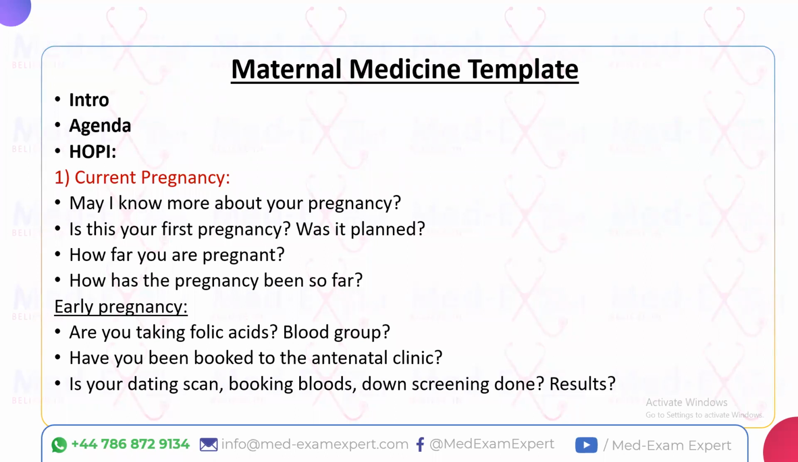If the patient is in early pregnancy, you can ask the early pregnancy questions. For example, are you taking folic acid? May I know your blood group? Have you been booked into the antenatal clinic? Is your dating scan, booking bloods and Down's screening done? And do you know the result? Okay, so these are the questions that you have to ask if the patient is in early pregnancy.